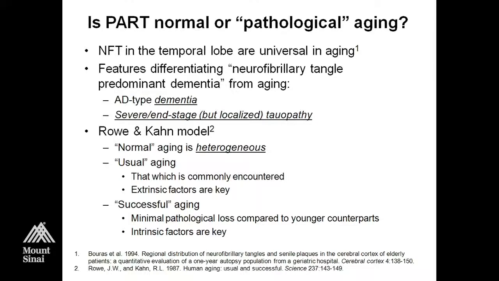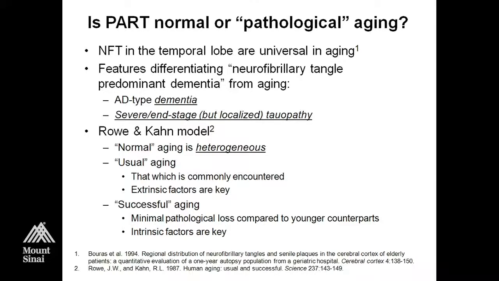What Rowe and Kahn did was they looked at a lot of studies across a lot of organs, a lot of contexts, and they pointed out that normal is a problem. The way we usually define normal in aging is to say, well, you failed to meet the criteria for a specific disease, so therefore this is a normal control. But if you look at those normals, you see a lot of variability. And what they did was they said, split up your normals into usual aging and successful aging.